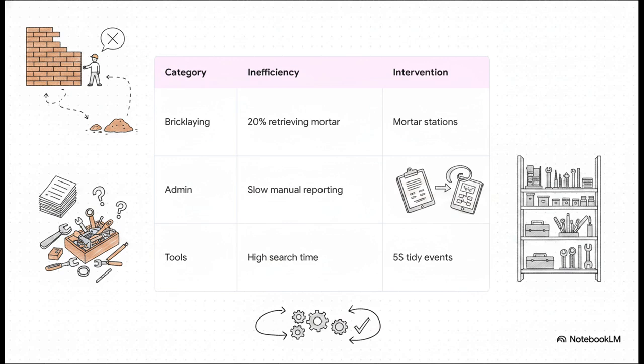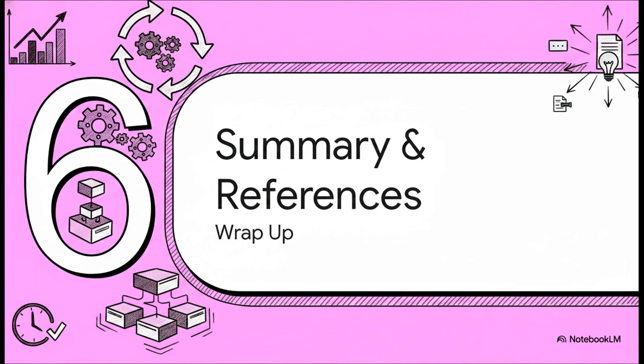Or let's consider administrative bloat, like slow management approvals and redundant manual forms. The intervention? Deploy digital data collection apps to automate data transfer. For tools and materials that cause high search times and safety hazards, a targeted 5S Tidy Up event immediately clears the staging area. These are small, precise interventions, but when you systematically apply them through the PDCA cycle, they compound into massive performance gains.